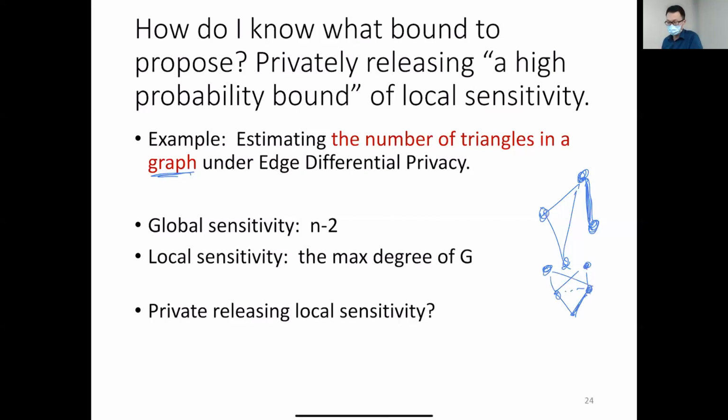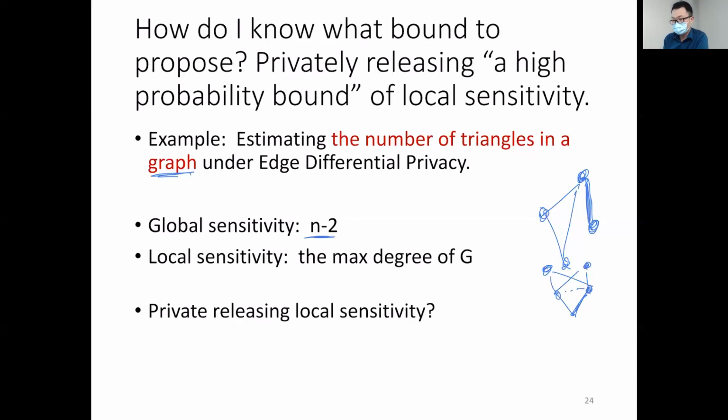So in total, this can be done for all possible numbers of edges, all possible numbers of nodes in this graph. And so the global sensitivity of introducing 1 additional edge or removing 1 additional edge is n-2. So this is really large, and the local sensitivity, on the other hand, is bounded by the maximum degree of G.